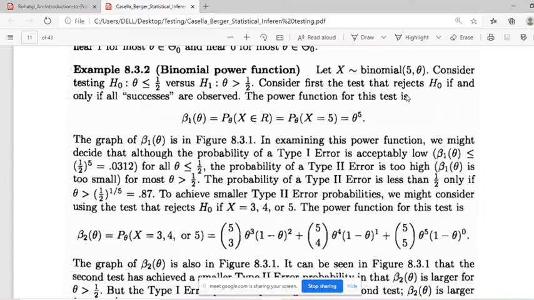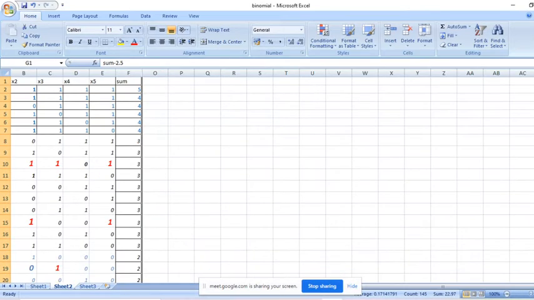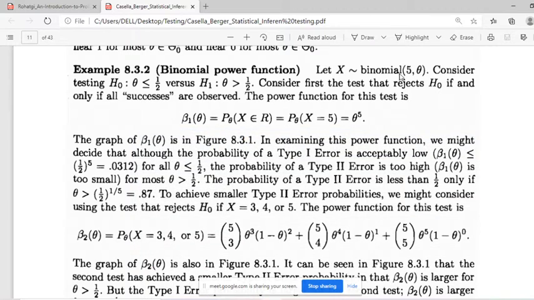What is the rejection region? First we consider the test that rejects H naught if and only if all successes are observed. That means out of 5 trials we are getting 5 heads. Then we reject the null hypothesis.